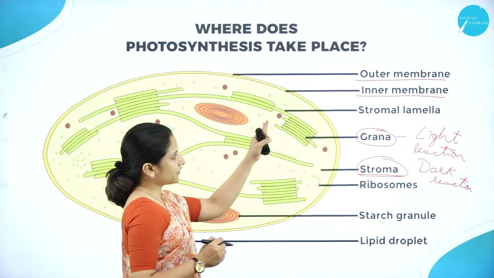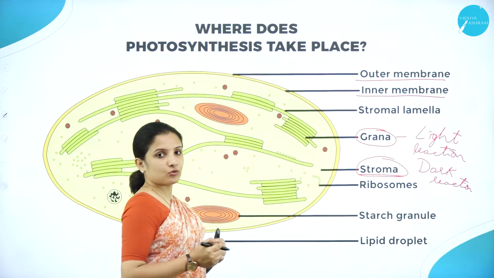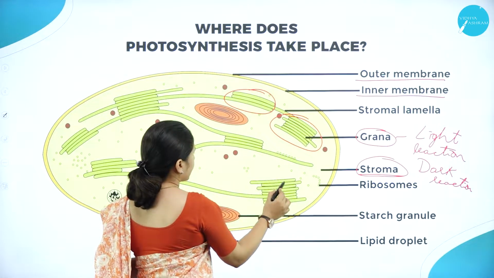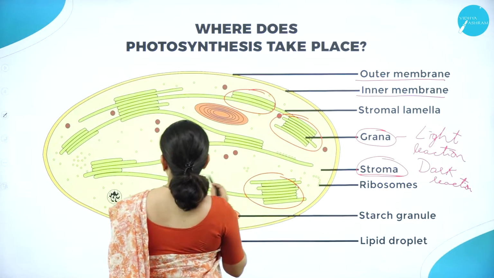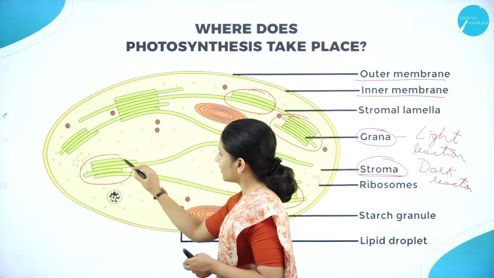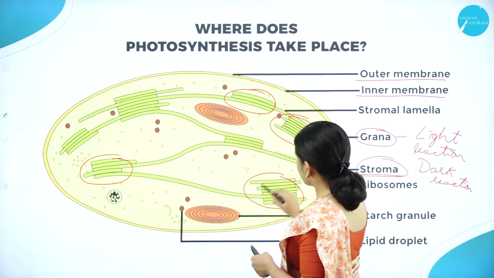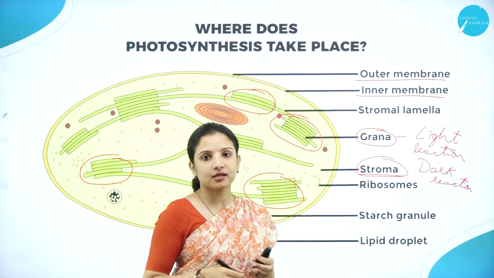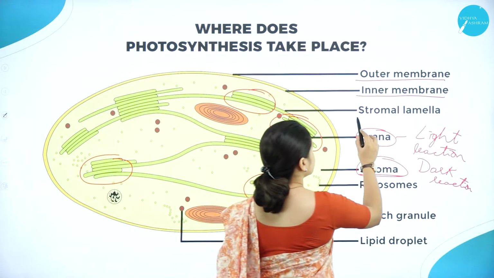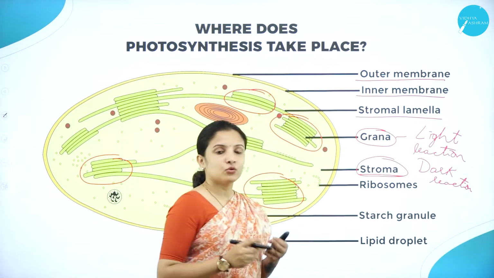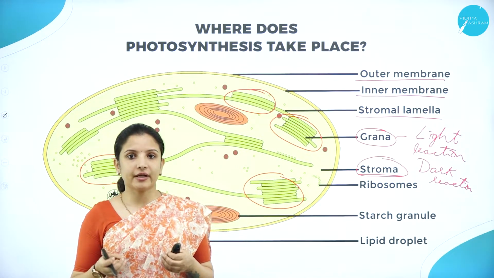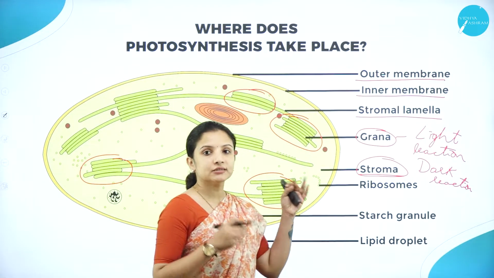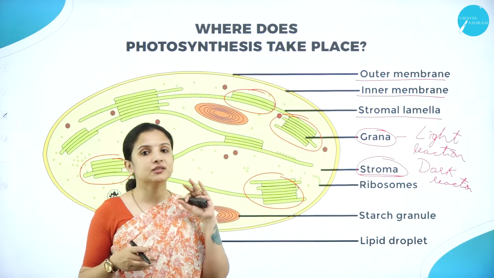These grana, as you can see, are interconnected to one another. You can see one bundle of grana here, one more here, and towards this side another bundle. All these are interconnected. How are they interconnected? They are interconnected by structures called stroma lamella. Why is it called stroma lamella? Because though these structures connect the grana, they are present in the stroma.